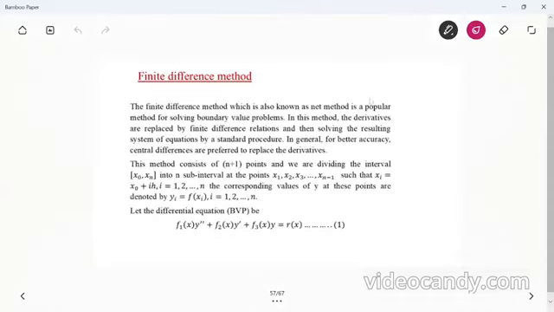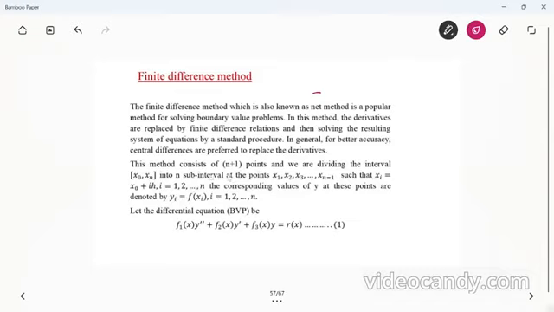The finite difference method, which is also known as the net method, is a popular method for solving boundary value problems. In this method, the derivatives are replaced by finite difference relations, and then the resulting system of equations is solved by a standard procedure. In general, for better accuracy, central differences are preferred to replace the derivatives.